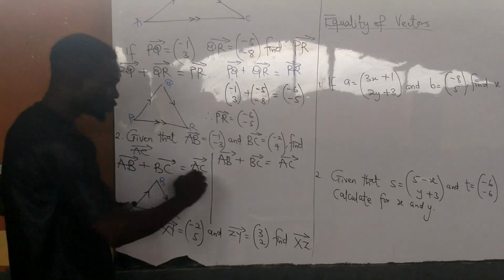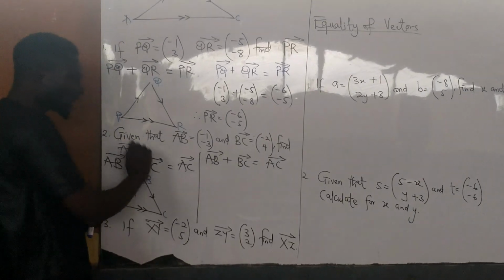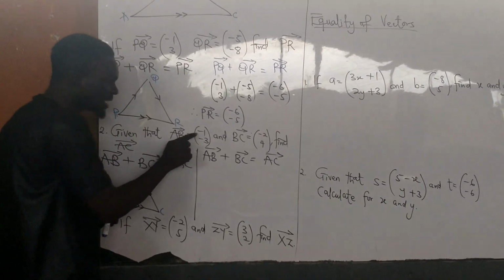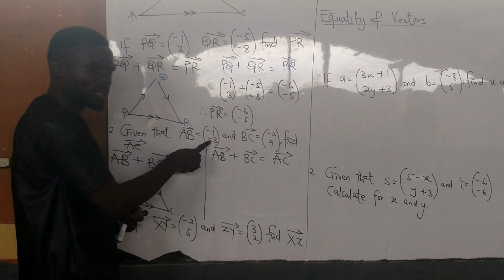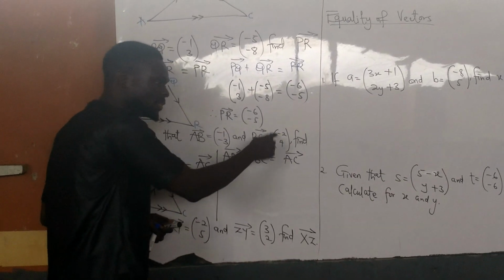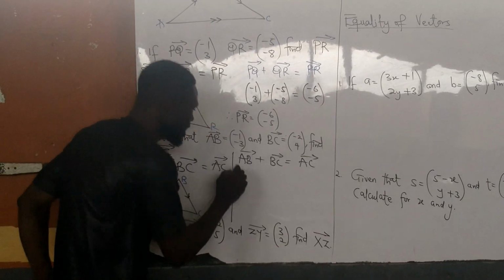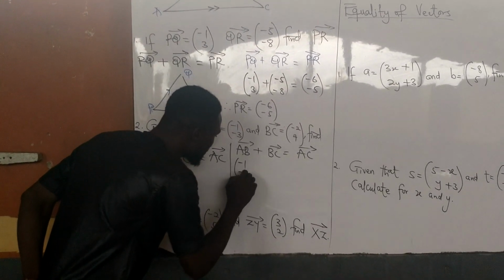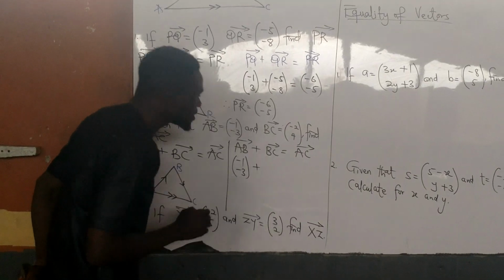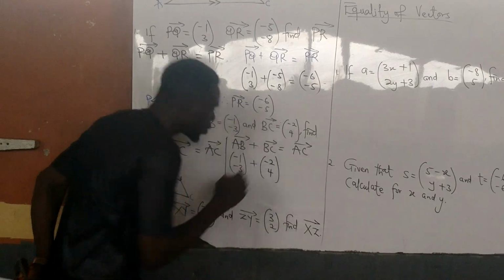So we have this, and we are going to find AC. So from the question, we have AB as negative 1, negative 3. And we have BC, which is this, as negative 2, 4. So we just substitute. So what do we have for AB? We have negative 1, negative 3, plus BC, what do we have? We have negative 2, 4.